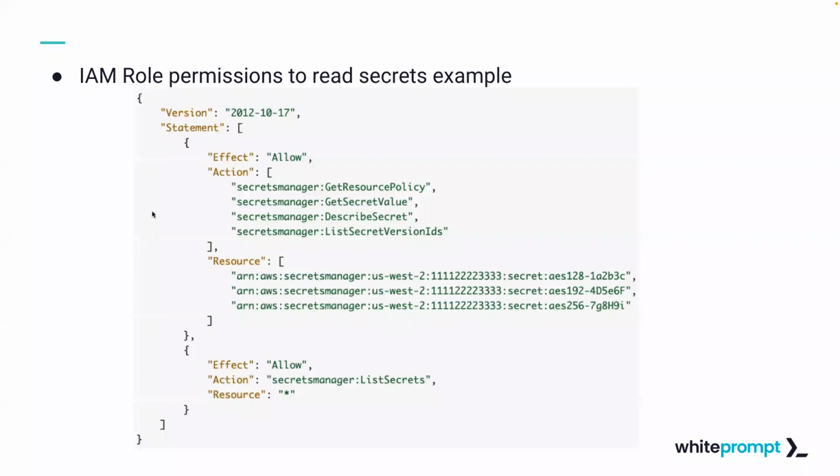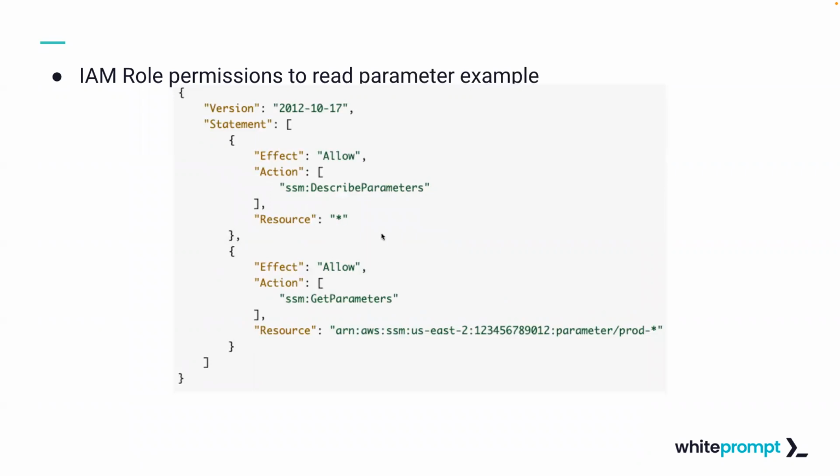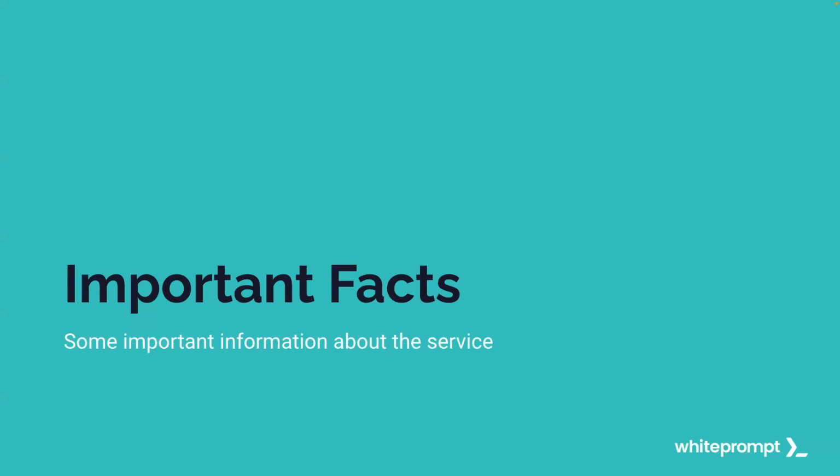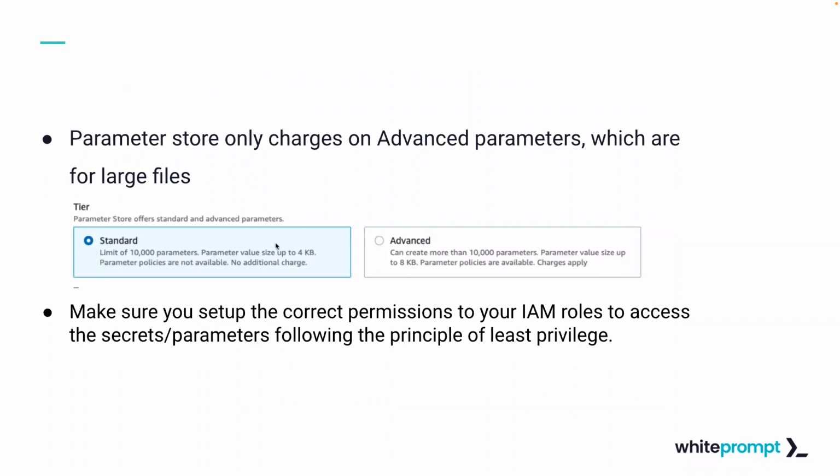This is an example of a role that you can use to grant access to your secrets. As you see here, you should try to make sure that the permissions that you grant to your roles are separated between secrets. You should not have a role that grants access to all the secrets by default. For parameter store, it's a lot more simple, but again, you should make the role have as little permission as possible for the resources that it is going to access. Some important facts on the parameter store is that, as I mentioned, you are only charged for advanced parameters. And again, as another reminder, make sure that you are following the principle of least privilege when creating the roles that grant access to your secrets and your parameters.